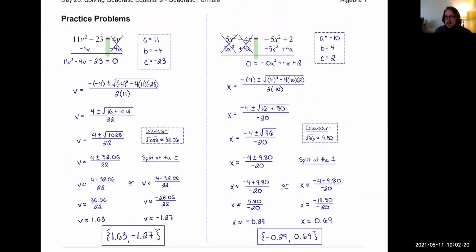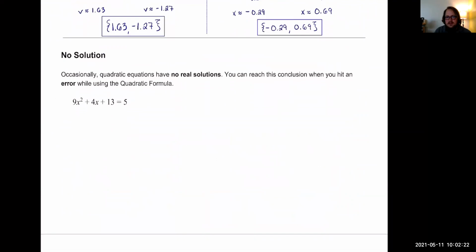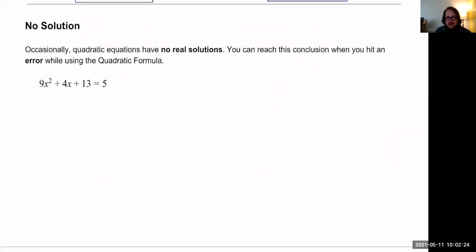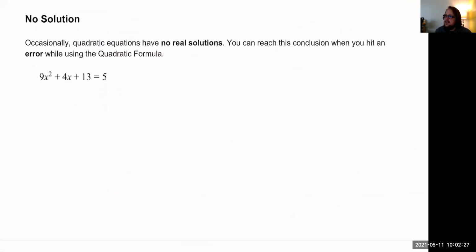Now, it wouldn't be a math class if there wasn't an exception, right? So I kind of spoiled the surprise here. This one says no solution. And it says occasionally quadratic equations have no real solutions. And you reach this conclusion when you hit an error while using the quadratic formula. But I'm not going to tell you when. I want us to experience it for ourselves.